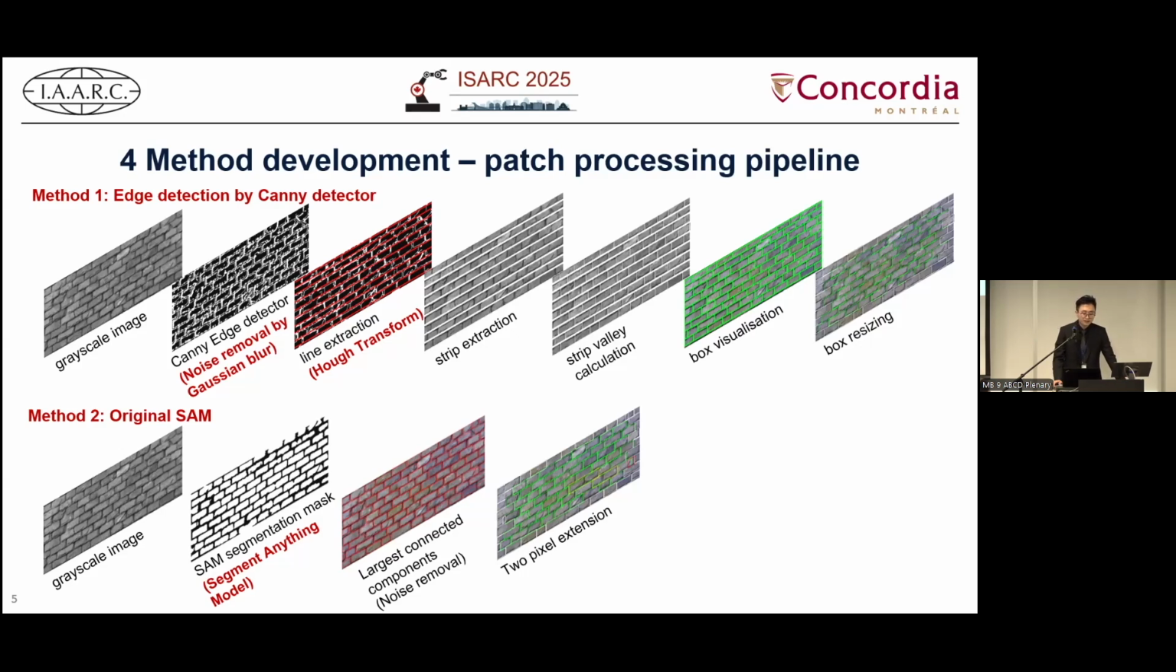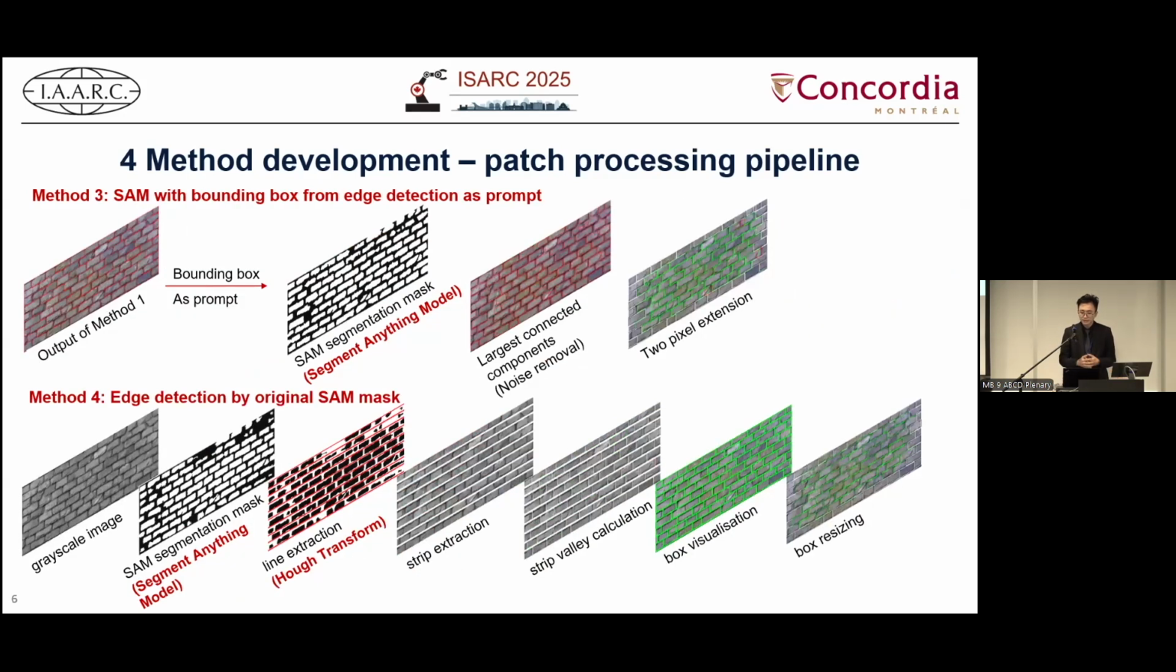Method 1 is edge detection by Canny detector, where we apply the Canny edge detector first, then we extract the lines, then the strips, then we calculate the values for each strip, and then we extract the box of each slate and resize it to better fit the boundary locally. In method 2, we apply the SAM segmentation mask and we extract the largest connected components and apply slight extension because the SAM boxes are systematically too small.